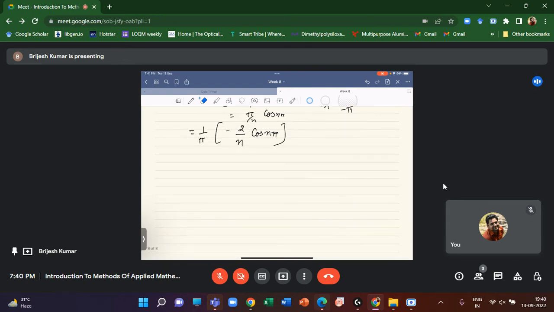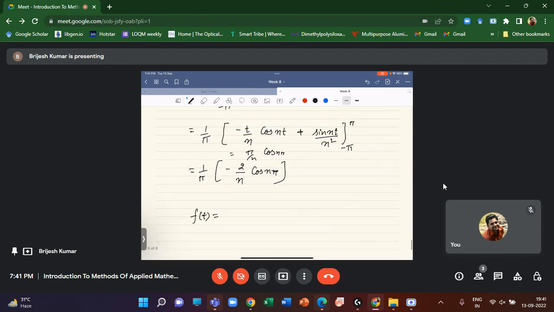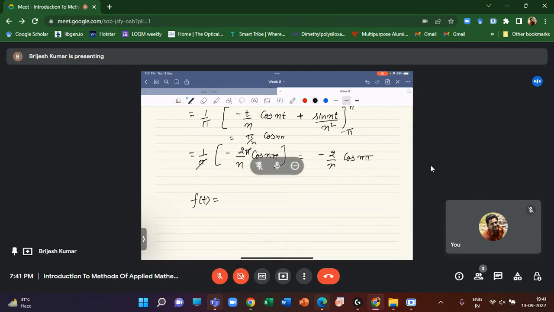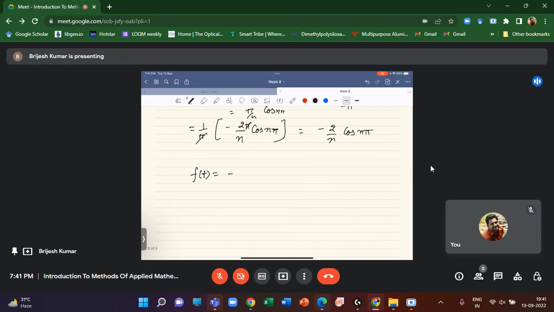So how can we write this? So this bn will come like that. The pi will cancel, then we put t in place of pi. This will be cancelled out. So this will be minus 2 by n, cos n pi, where cos n pi is equal to minus 1 to the power n.